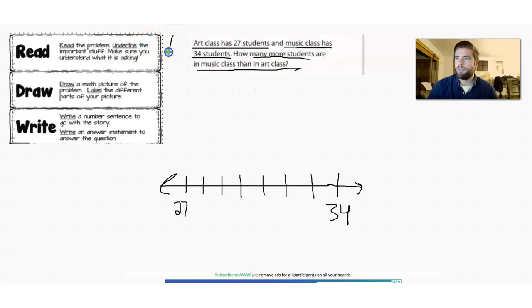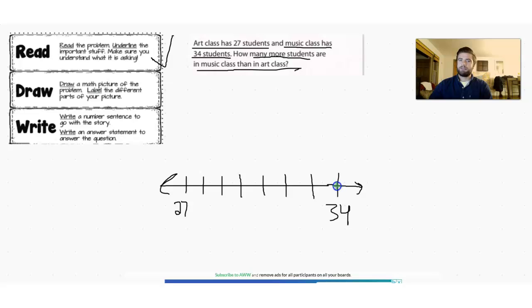So we already read the problem and underlined the important parts. So I'll put a nice check mark there. Now we're doing the drawing part. So 27 students in art class, and 34 students in music class. Now that we have our number line, it'll make a little bit more sense what we need to do.